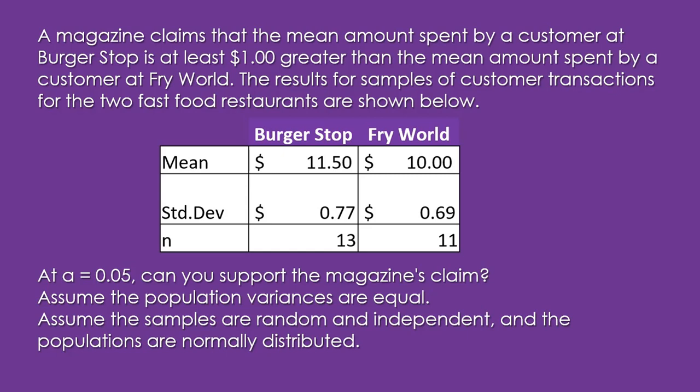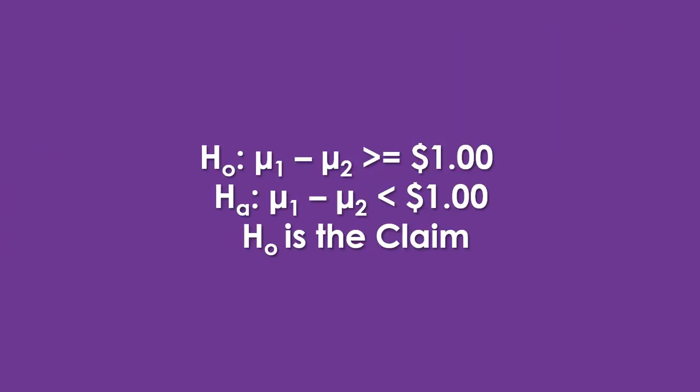We are to assume the population variances are equal, the samples are random and independent, and the populations are normally distributed. All standard assumptions. We always start by stating the two hypotheses. In this case, the claim of the magazine was that the mean of the Burger Stop was at least $1 higher than that at Fry World.